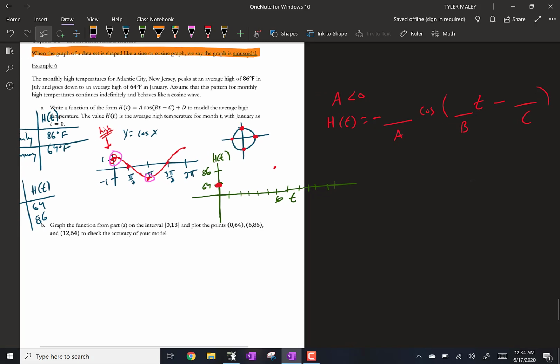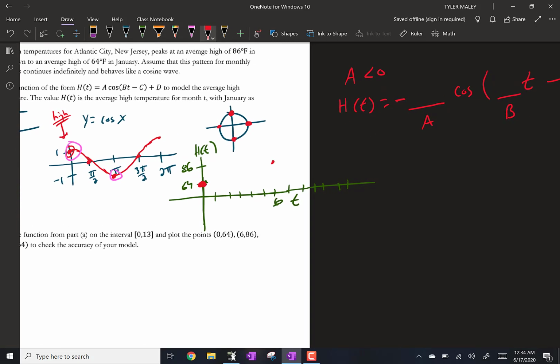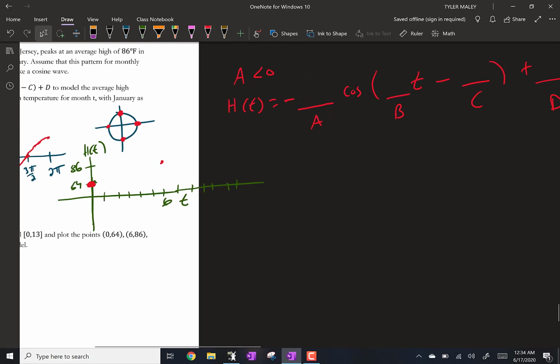Since we have a starting point, a minimum point on the y-axis, that means I'm not having a shift to the left or right at all. The part that deals with the horizontal shift is the c value. Since I don't have a shift at all, that's going to be 0.